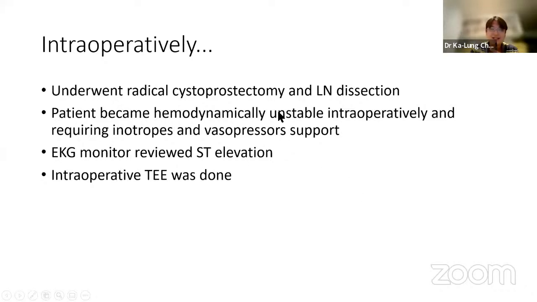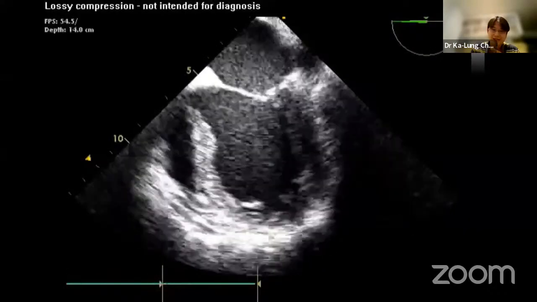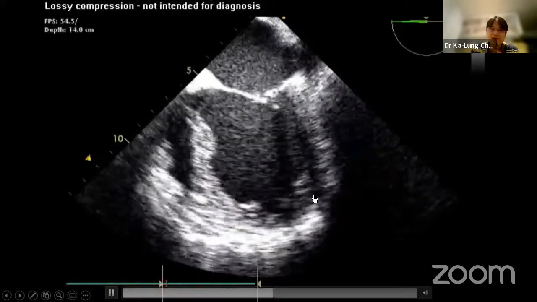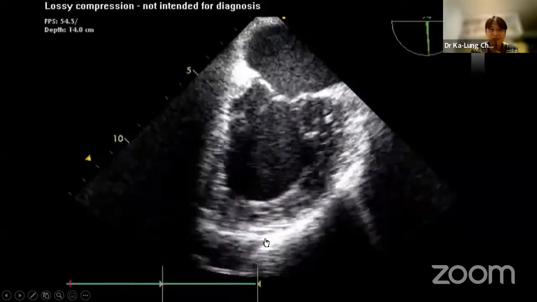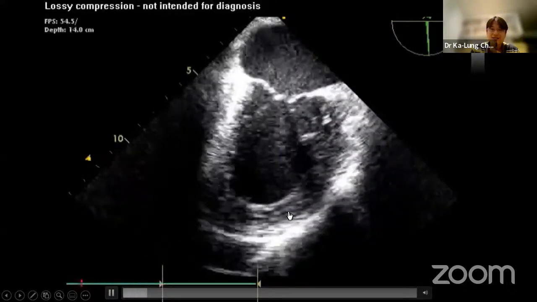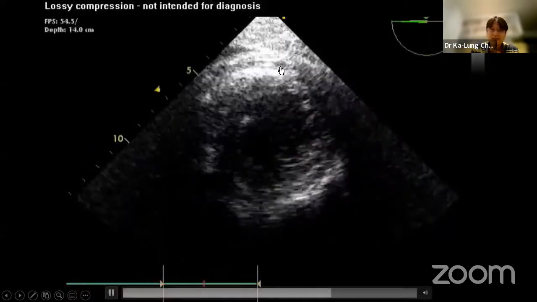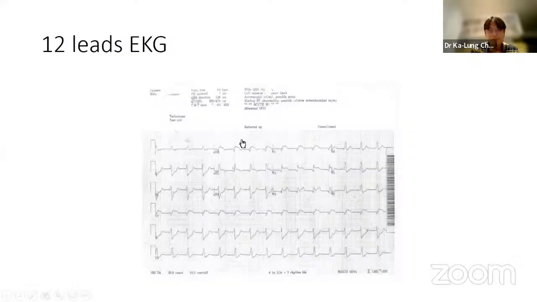Luckily, this patient was nearly at the end of surgery, so they quickly closed the abdomen and brought the patient to the cath lab. Before that, they did a TEE and found extensive hypokinetic wall over the anterior wall and also the apex. This is the hypokinetic anterior wall, and this is the inferior wall, and this is the posterior wall and also the septum.